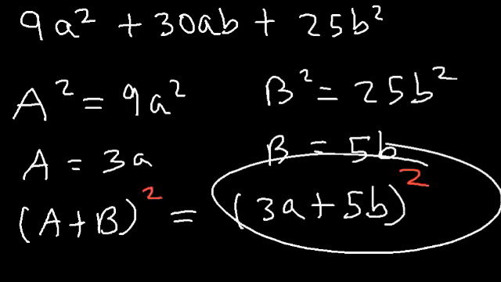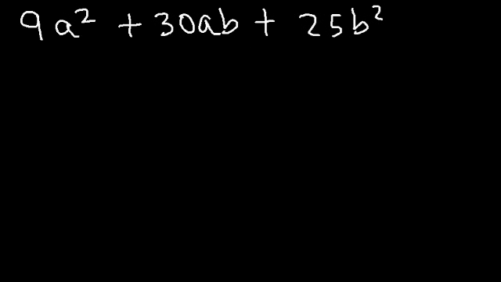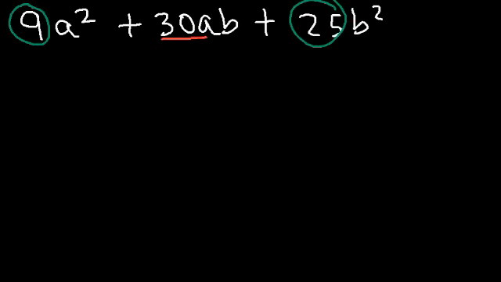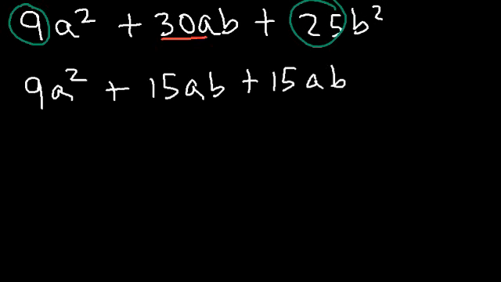But now let's confirm it. So first, we need to multiply the leading coefficient and the last coefficient. 9 times 25 is 225. What two numbers multiply to 225 that add to the middle term 30? 15 times 15 is 225, and 15 plus 15 adds up to 30. So we're going to replace the middle term 30ab with 15ab plus 15ab. Now let's factor by grouping.